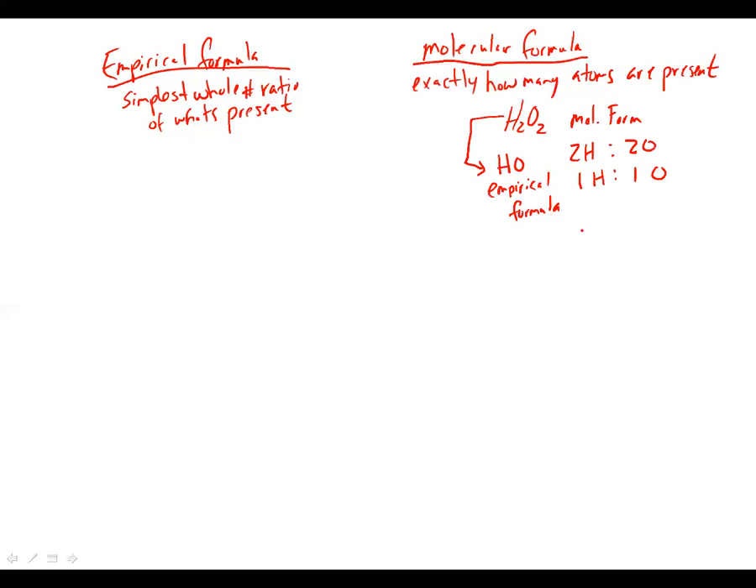If you had, say, C2H6 as the molecular formula, you could reduce that down. That's basically 2 carbons to 6 hydrogens, and that's the same as 1 carbon for every 3 hydrogens, right? So the empirical formula would be CH3 in this case.